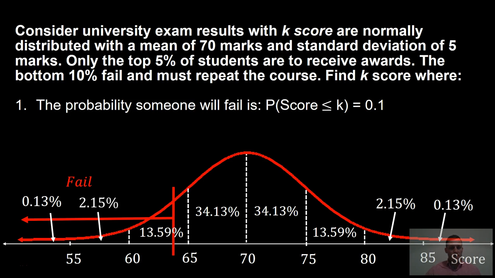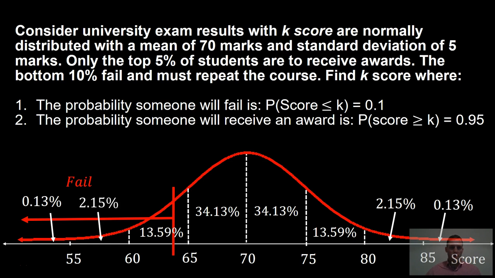And we know, using the percentages on our normal distribution, that that's going to fall somewhere between 60 and 65, because if we add together the percentages from the left-hand side, so 0.13 plus 2.15, and then we make up the percentage up to 10%, it's going to fall somewhere between 60 and 65. So I've estimated here where that will be.